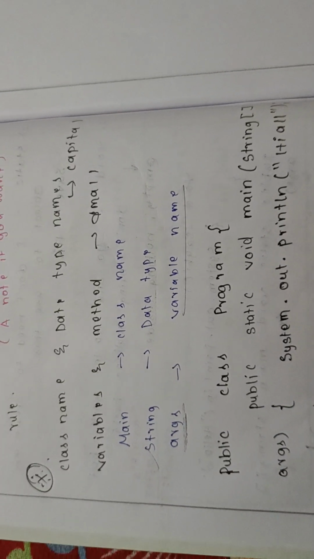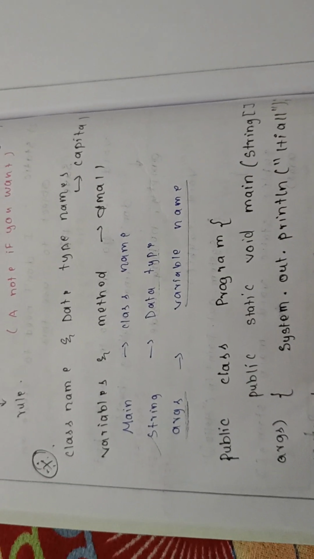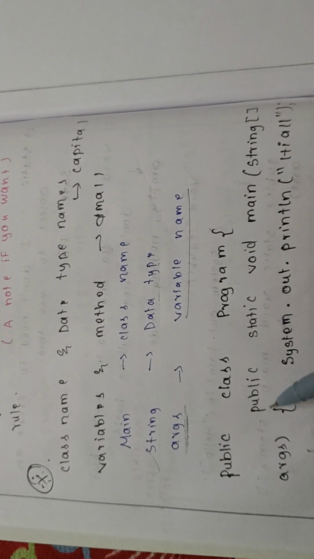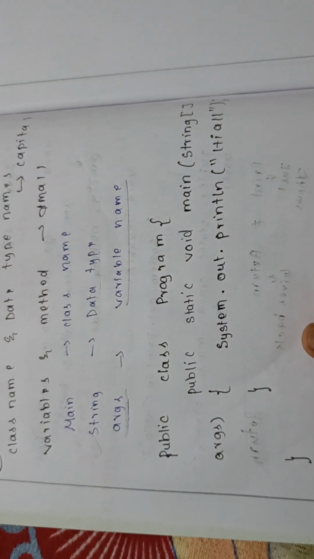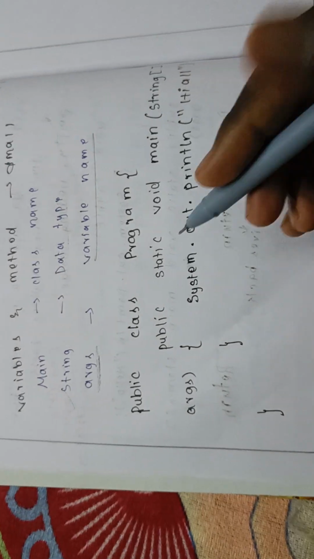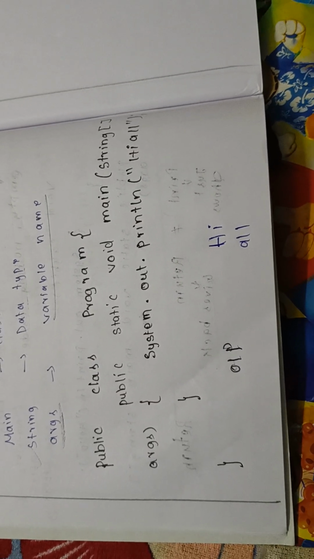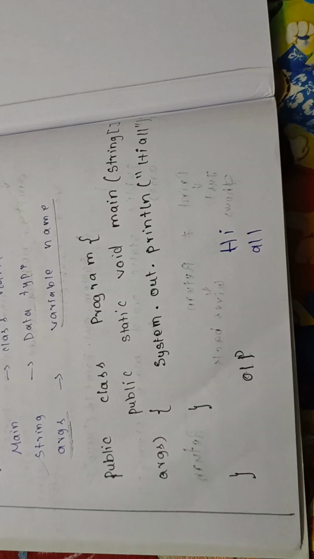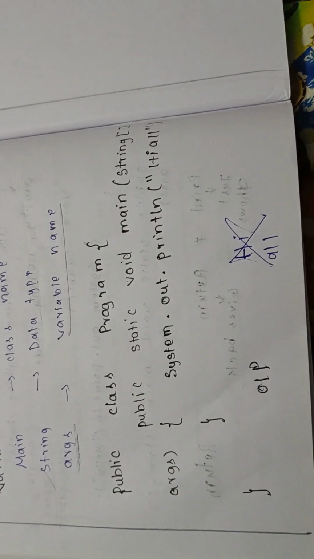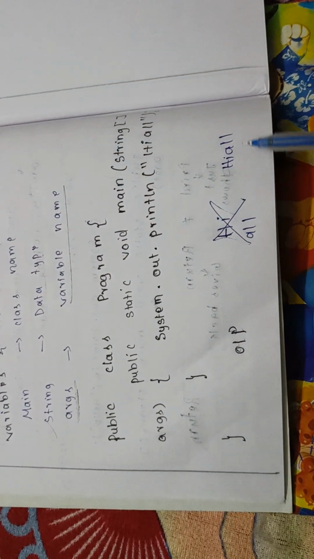It should be straight to this and straight to the first line. It can be any other thing, but try to follow this method. It's the correct method. Now you can understand your output. Your output will be hi and all in a separate line? No, not like this. Hi all will be in the same line.